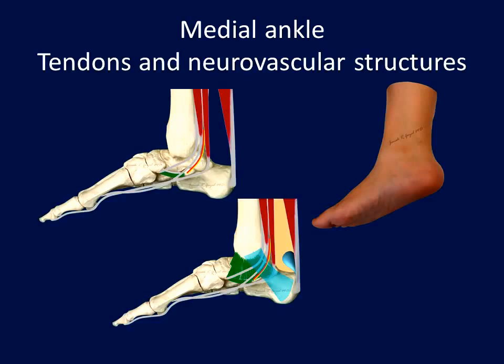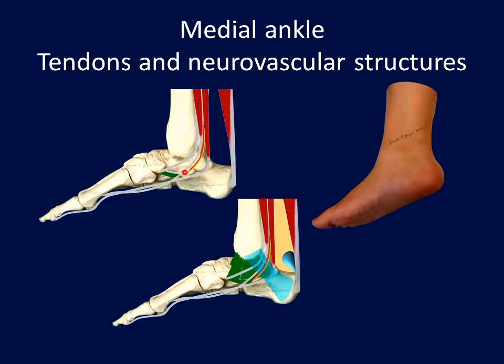The structures seen on the medial side of the ankle from anterior to posterior are the posterior tibial tendon, the flexor digitorum longus tendon, the posterior tibial vessels, the tibial nerve, and the flexor hallucis longus. The posterior tibial tendon lies in a groove behind the medial malleolus and inserts on the tuberosity of the navicular, with fibrous extensions to all tarsal bones except the talus and to the bases of the lateral four metatarsal bones.